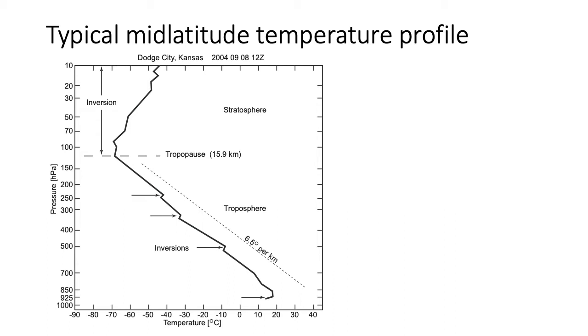So the first thing we notice is that the temperature starts relatively warm, down around 13, 14 degrees Celsius. If you look at the very bottom part of the curve, and of course the x-axis here is temperature, and the vertical axis is pressure, decreasing as you go upward, so it's actually proportional to height above the ground.